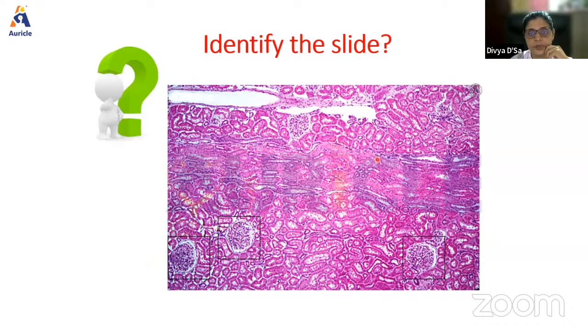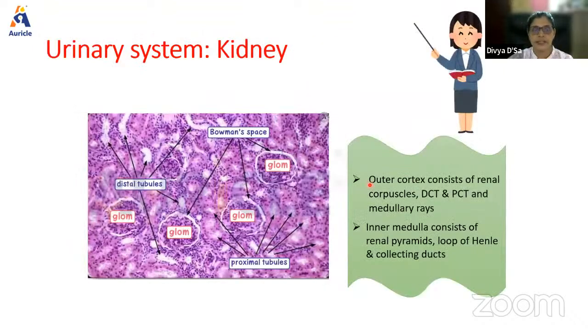Now this slide, what are we seeing? We are seeing kind of tubules here. And then we see these rays. Here longitudinal loop-like structures are there. So when we see this, we have to identify it as kidney. We'll see the glomerulus.